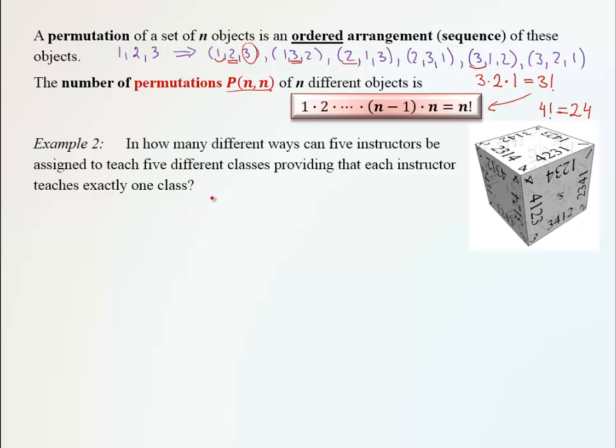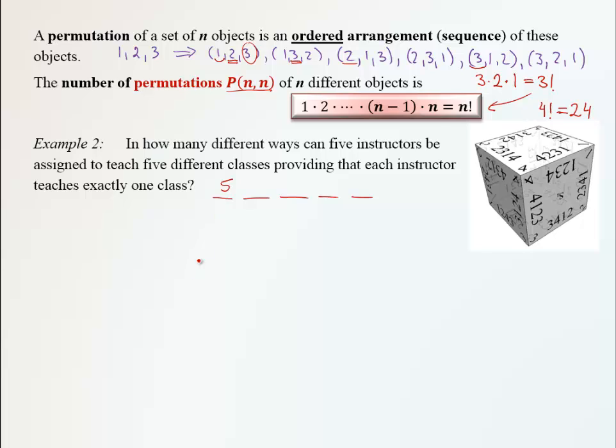Okay, so we have 5 classes. Let's say those are our classes, 1, 2, 3, 4, 5. And then we assign teachers. The teachers will be marked from 1 to 5 as well. So in how many ways can we assign 5 teachers to the first class? Well, since it's 5 teachers, each of them could teach this class.